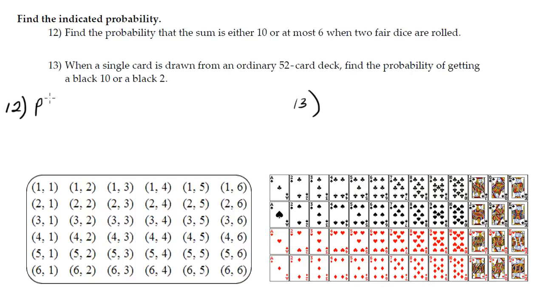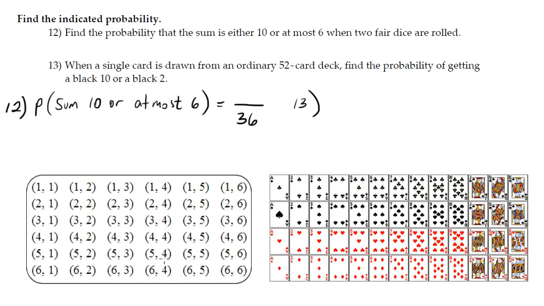Find the probability that the sum is 10 or at most 6 when I roll 2 fair dice. Here's my sample space. 36 outcomes. That's my denominator. 36 outcomes in the sample space. So now let's examine and find the outcomes where the sum is 10 or the sum is at most 6. So let's find the sum of 10.